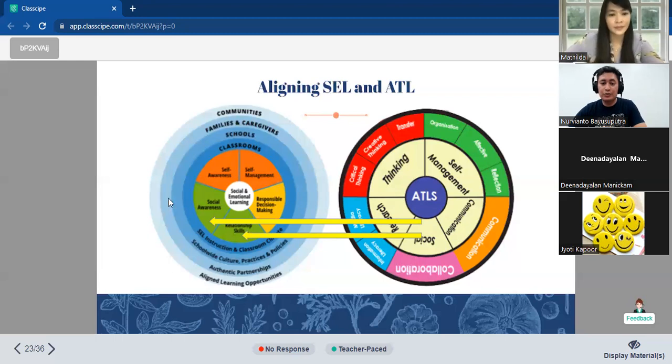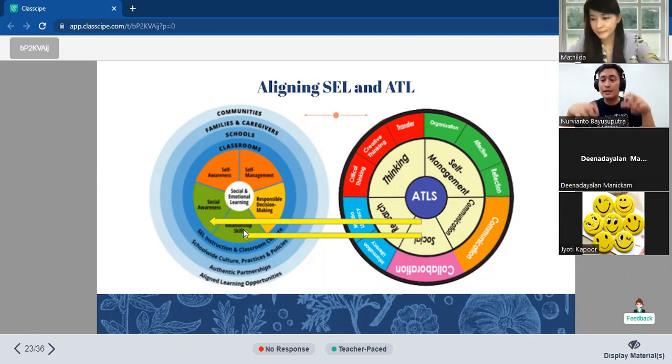These two SEL competencies, relationship and social awareness, are the outward skills, like I said before. Collaboration, the social skills in ATLs, is pretty much in line with the two SEL skills. So if you have embedded social skills as part of your lesson plan, then most probably you can also use social awareness and relationship skills as your SEL components in your subject.